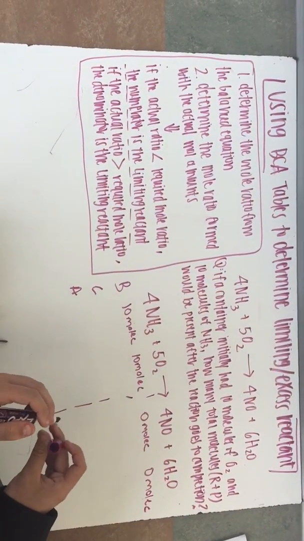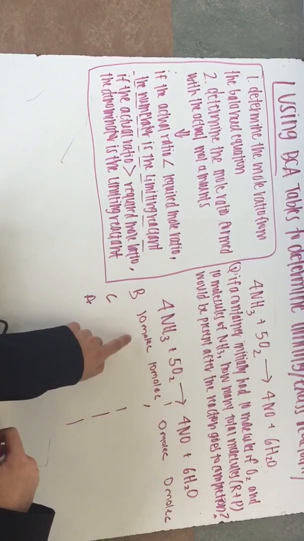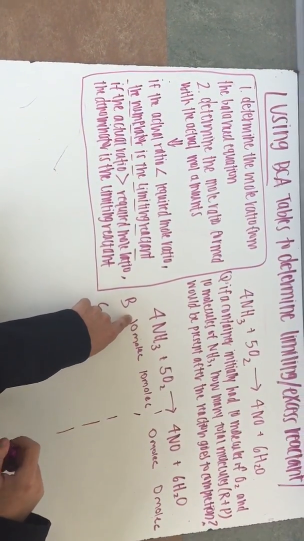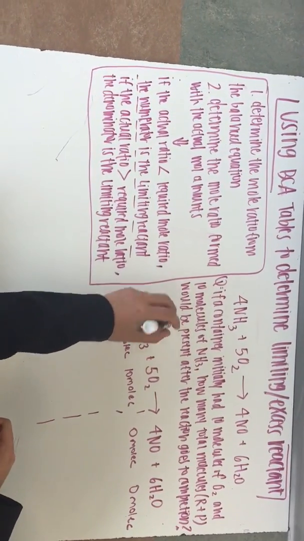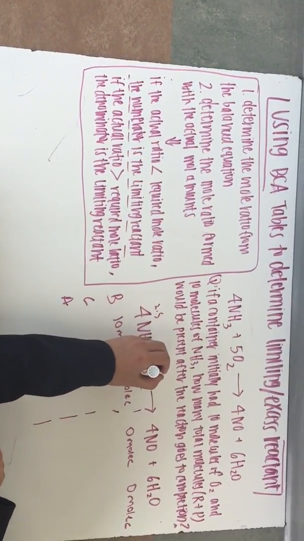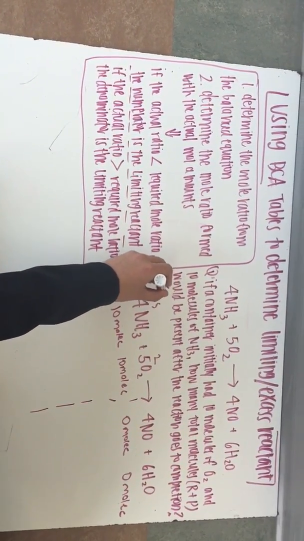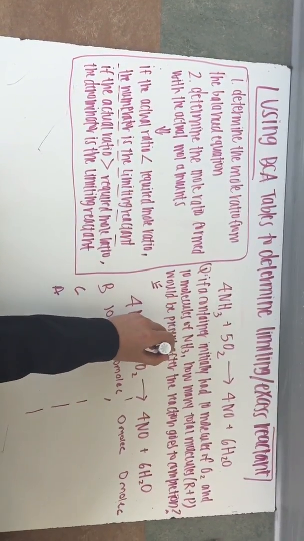What I do to determine it is a little bit different. I pretend that these are a 1-to-1 ratio. So I take the amount of moles or molecules and divide that by the coefficient. 10 divided by 4 is 2.5, and 10 divided by 5 is 2. So since this one is less than that, this would be excess. Then this one would just be limiting.